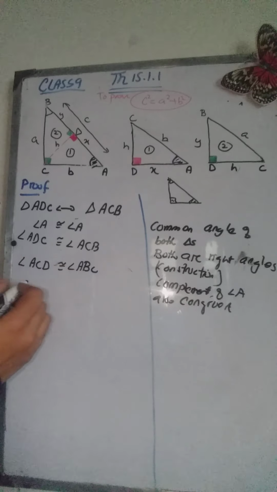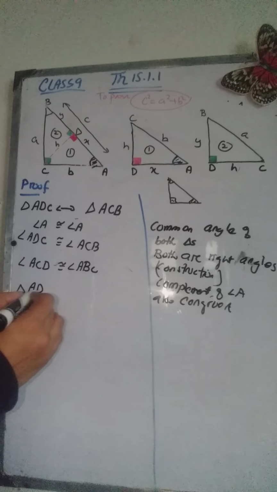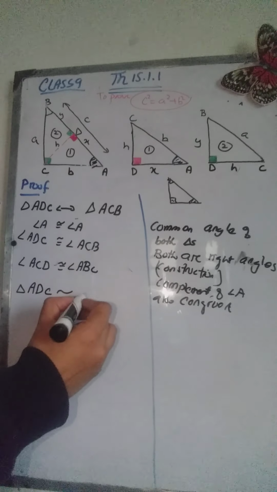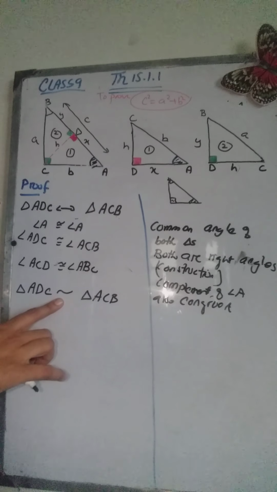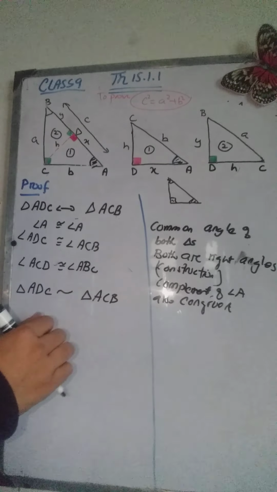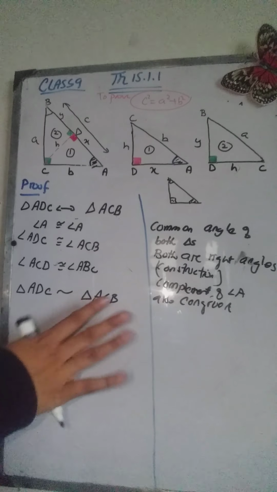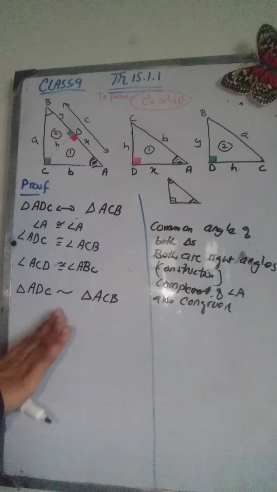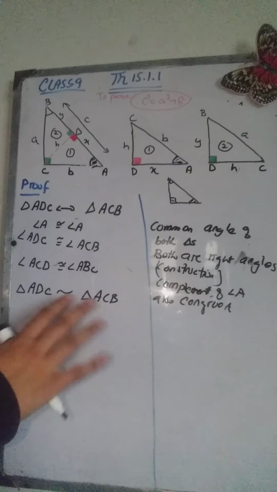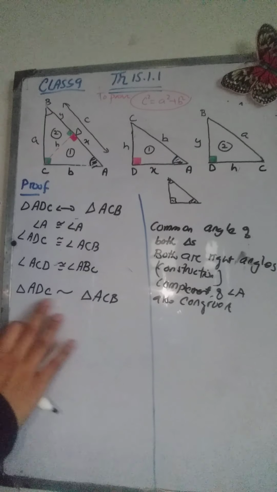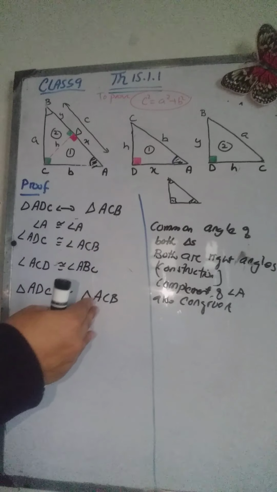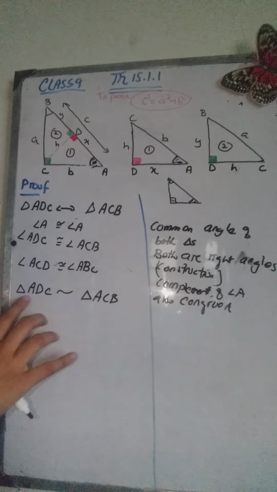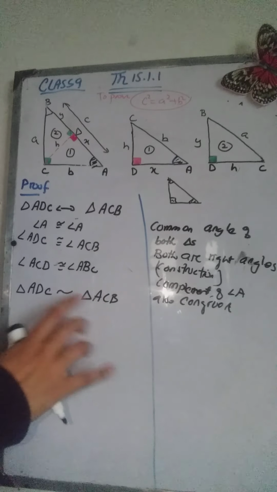So according to the AA postulate, triangle ADC will be similar to triangle ACB. This is the symbol which we use for similarity. It means the shape will be the same and the size may or may not be the same. But their shapes will be the same. Therefore, they are similar to one another. We knew that these are right triangles and they obviously have the same shape. So these two triangles are similar to one another.